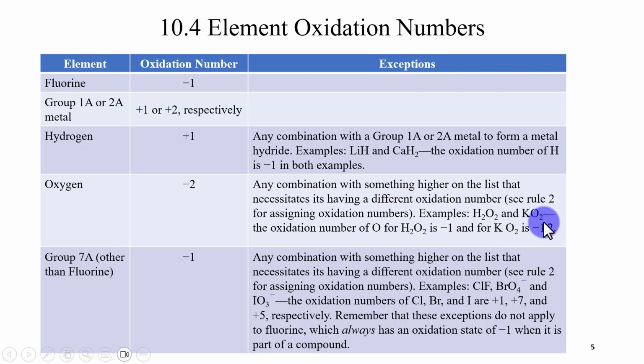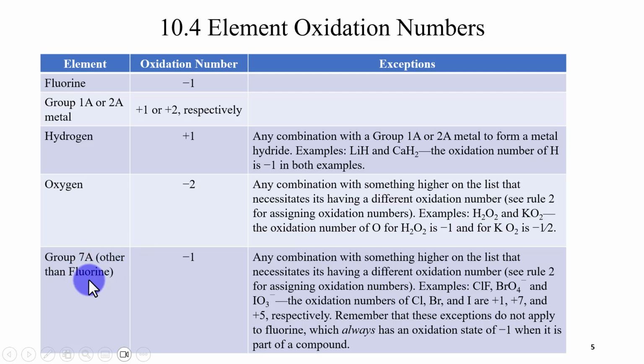For -1/2, you have 2 oxygens, which make the total oxidation number, or total negative oxidation number, -1. Potassium has a +1 oxidation number, so +1 - 1 gives you an overall sum of 0.